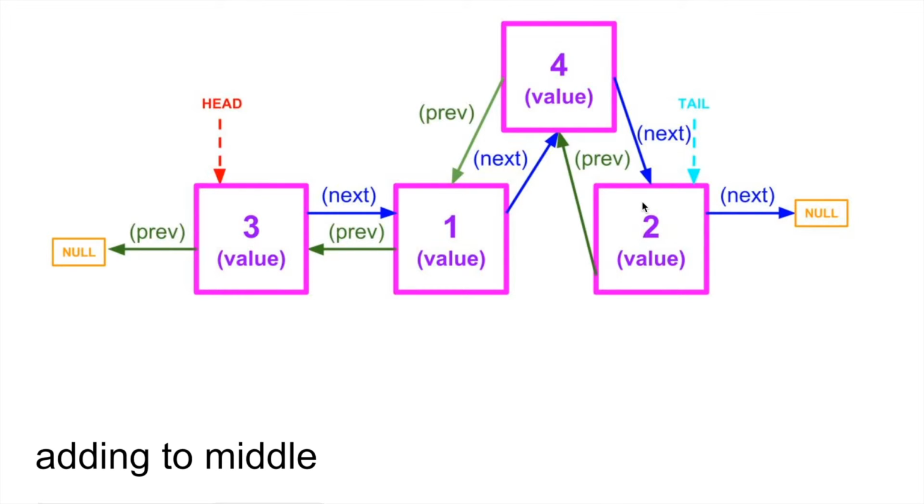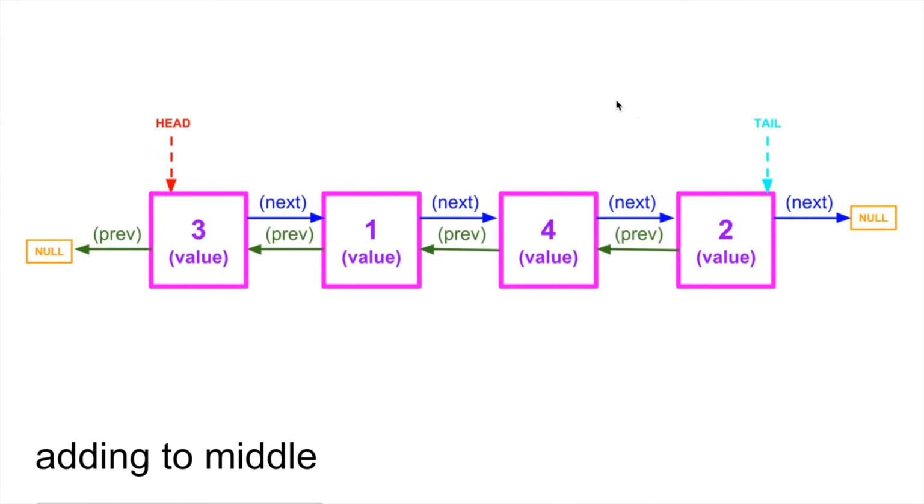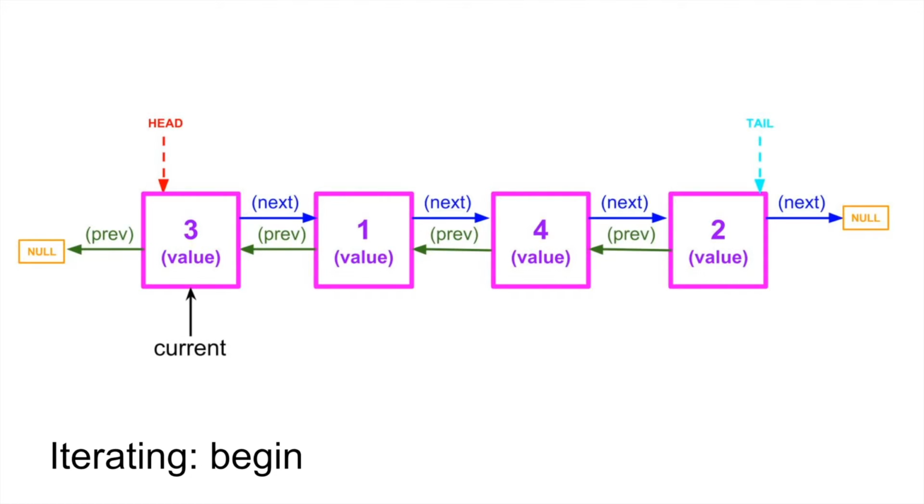Whenever we rearrange this to make it look a little prettier, we have this structure. See, 4 got inserted between 1 and 2 with no issues, and all the next pointers and the previous pointers are what makes sense.